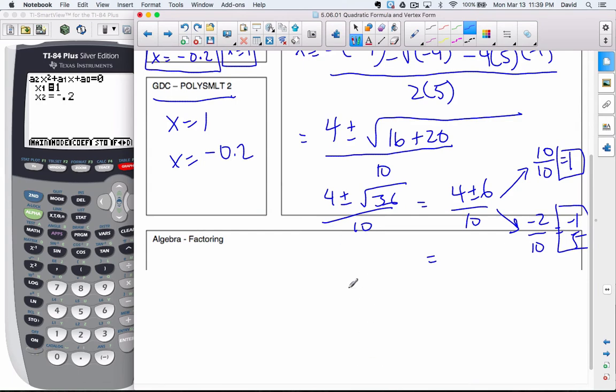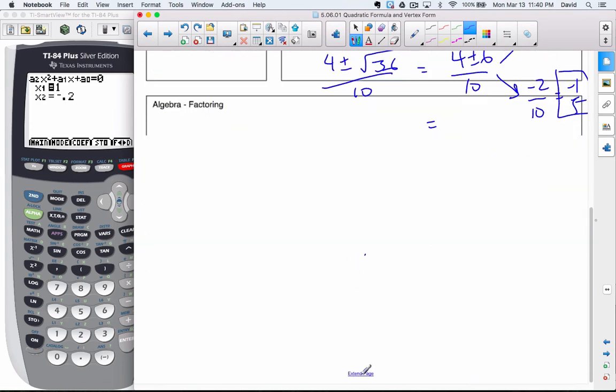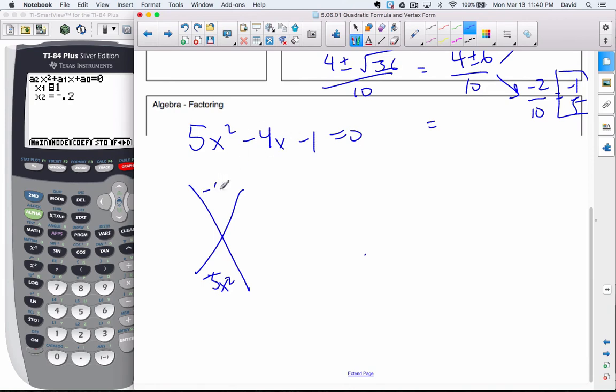So again, I got graphing, quadratic formula, and polysimultaneous. And then the fourth way I could do it is by factoring. I have 5x squared minus 4x minus 1 is equal to 0. If I'm going to factor this, the leading coefficient is not 1, so I have to do the big giant x. 5x squared times -1 is -5x squared. This middle term goes here. So now what numbers multiply to get -5 and add to get -4? That's going to be a -5x and a plus 1x.